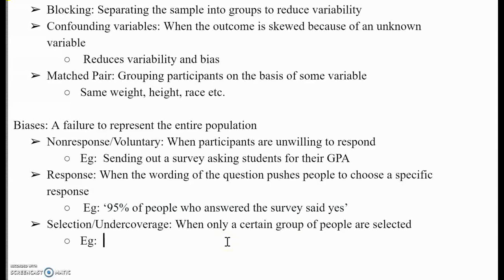The last one is selection or undercoverage. It is, for example, when you're trying to pick a sample, you choose only female students doing, let's say, maths as a degree. So you're not selecting as wide a spread of people as you can. Sometimes it does help if you're trying to determine an outcome of a very specific group.